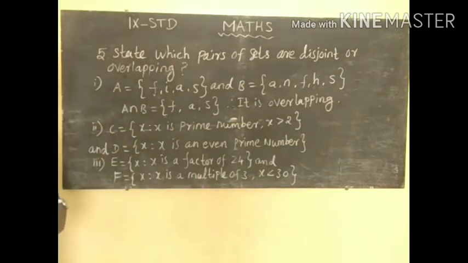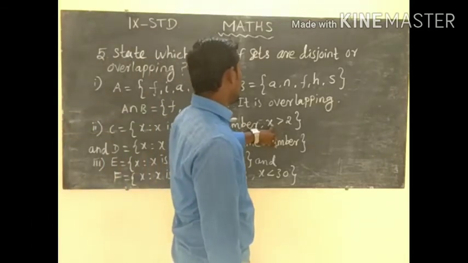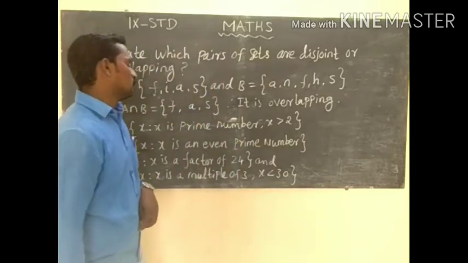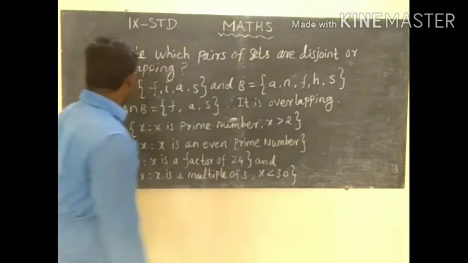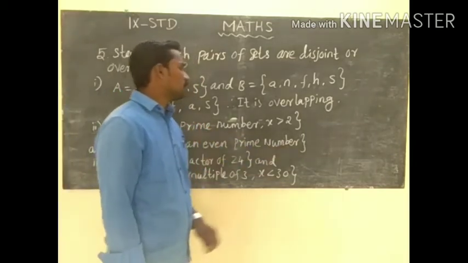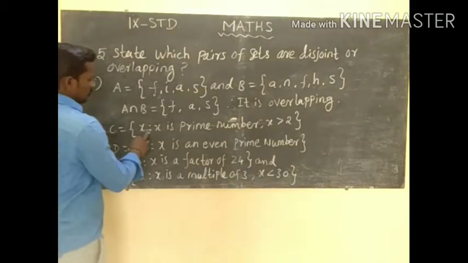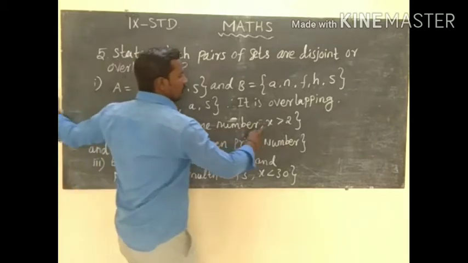Have you understood the result? If at least one common element exists, it is overlapping. Otherwise, if no common element exists, the two sets are disjoint. Then consider the second question. C is equal to the set of all x such that x is a prime number, with the condition x greater than 2. And D is equal to the set of all x such that x is an even prime number. So for C, x is a prime number greater than 2.